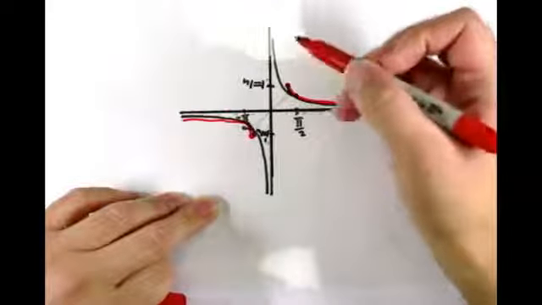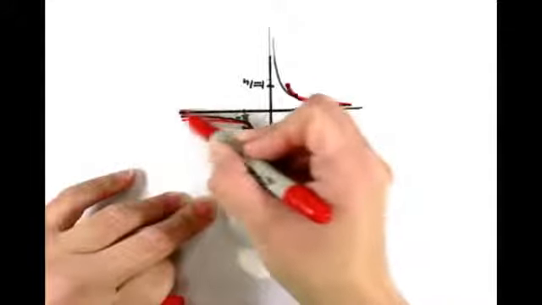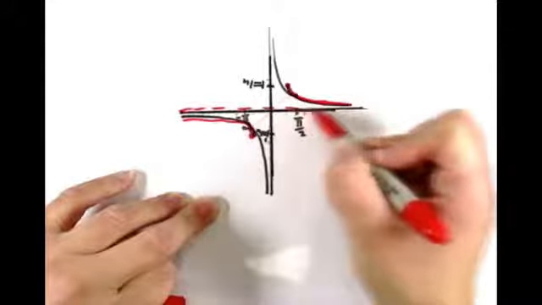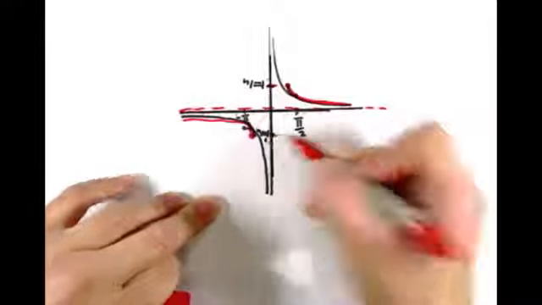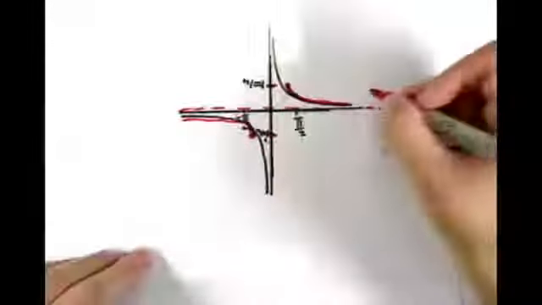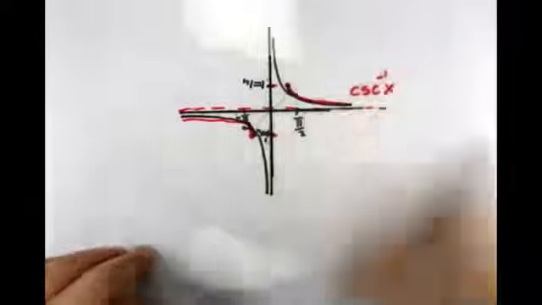And now we will have the asymptote on the x-axis right here. Okay, and here was my pi over 2 and minus pi over 2. So the red one is cosecant inverse x.